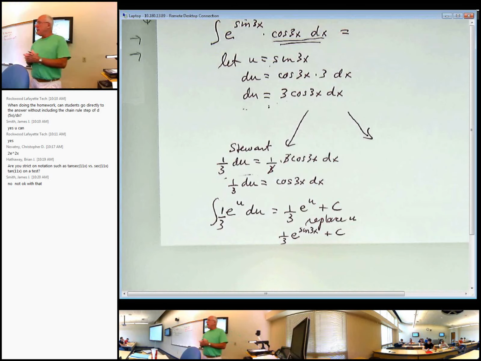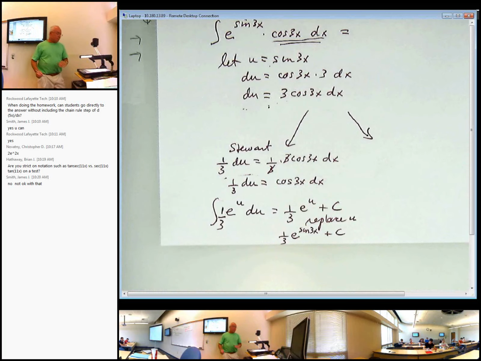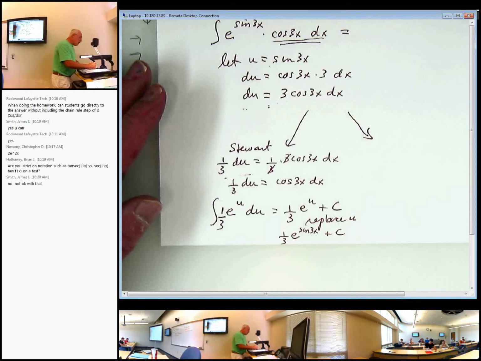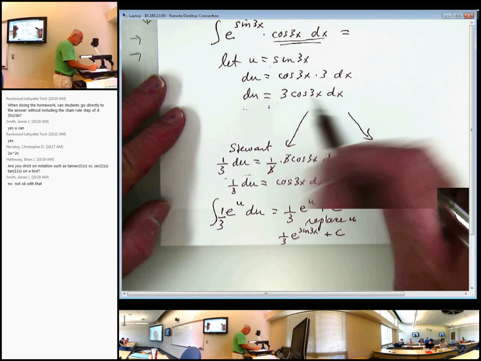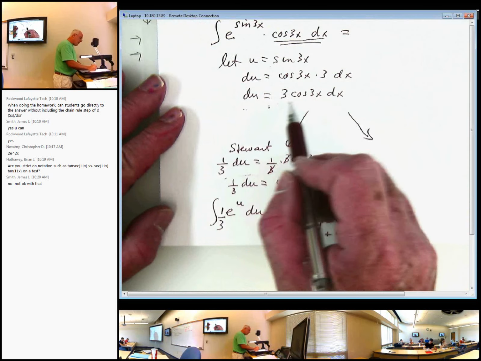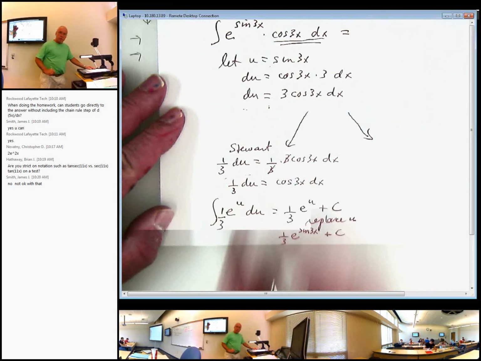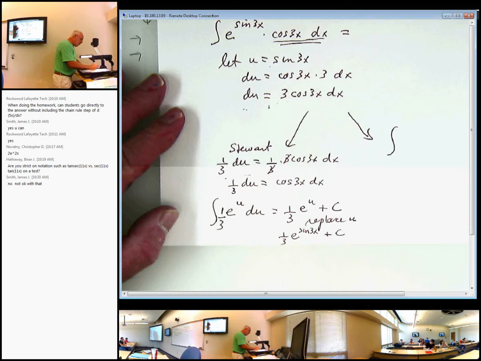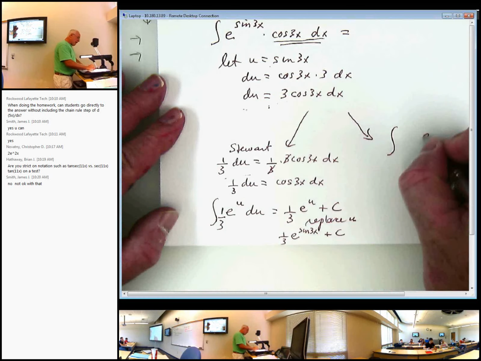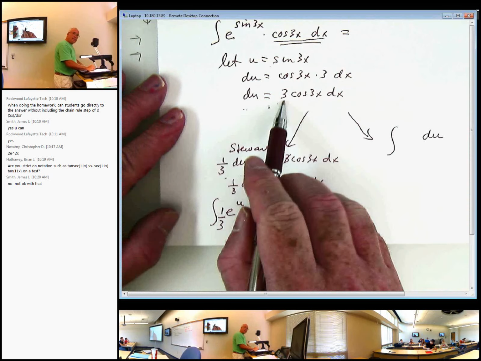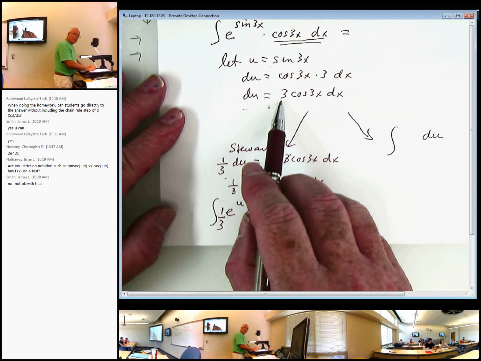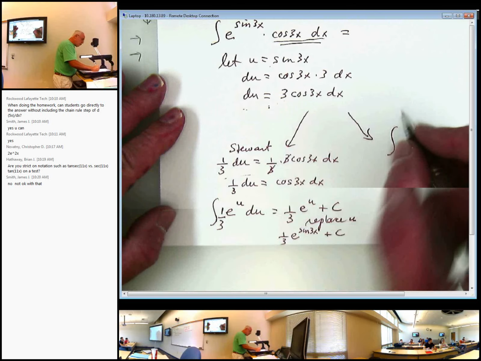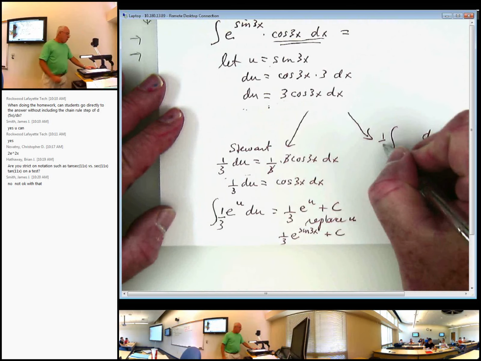And that's my antiderivative. All right, now this other way is fine also, but I'm not going to be using it. So we see here in this other way that 3 cosine of 3x dx is equal to du. So if I take my original integral and write in du, I've got a 3 here that I didn't have before. So to cancel that out, I need to write in a 1/3.